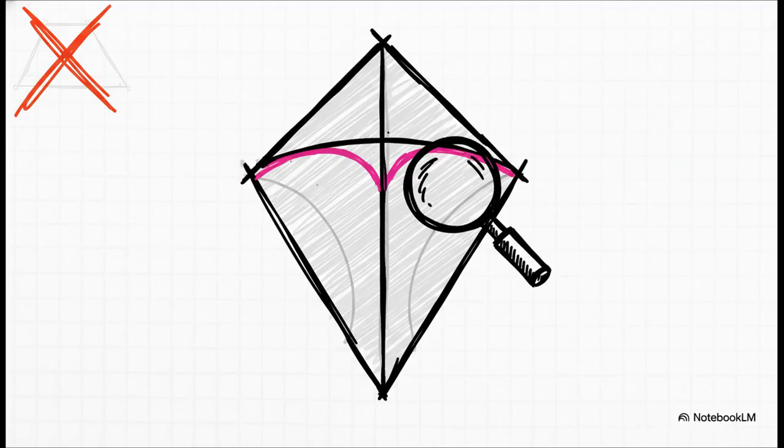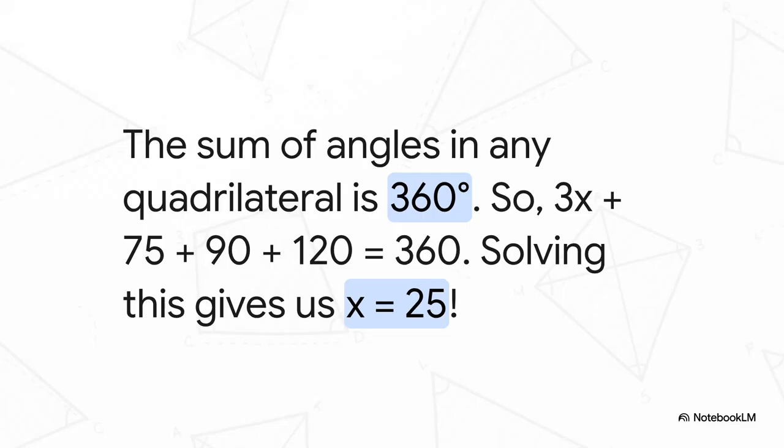Well, here is the secret you need to crack the code. In any kite, there is exactly one pair of opposite angles that are congruent, or equal. It's not about the angles next to each other like in a trapezoid, it's all about the angles directly across from each other. Okay, let's do the math. We know all four angles in any quadrilateral have to add up to 360 degrees. So we set up our equation, do a little algebra, and we find that x equals 25.